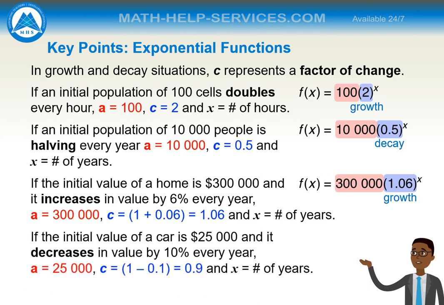Let's look at another. If the initial value of a car is $25,000 and it decreases in value by 10% every year, well then a is 25,000, c is 1 minus 1/10, which is 9/10, and x is the number of years. So when we increase, it's plus, and when we decrease, it's minus. Here will be the function for this last one. Notice since the c value is less than 1, it's decay.